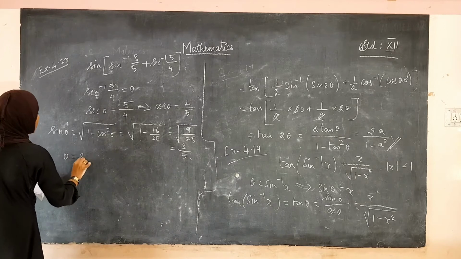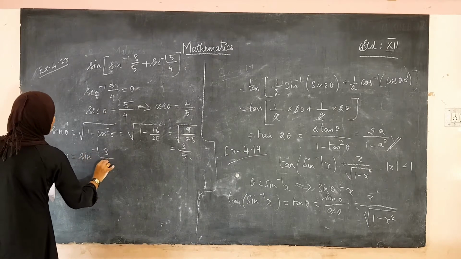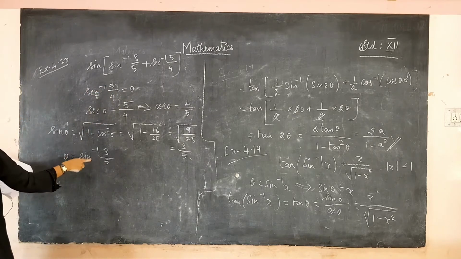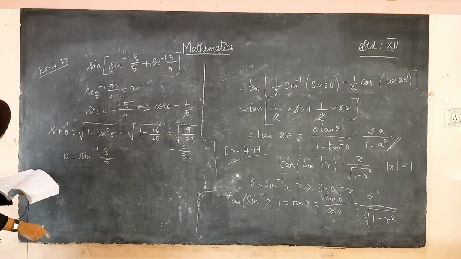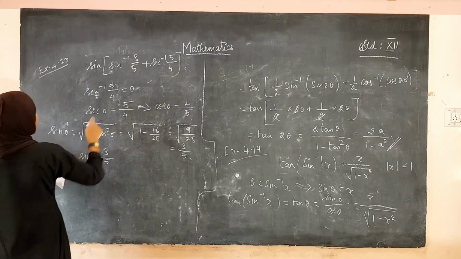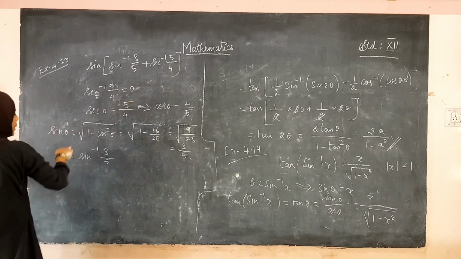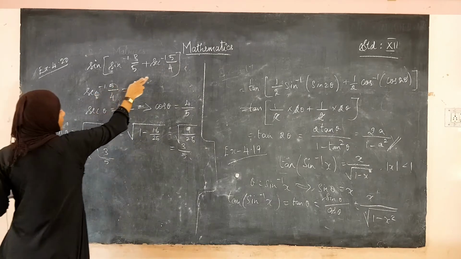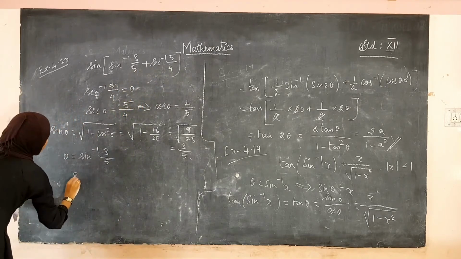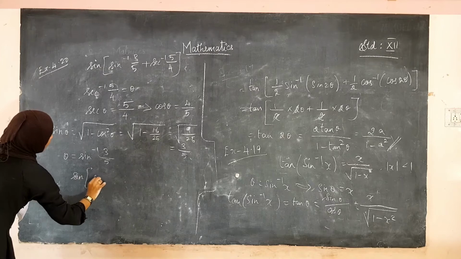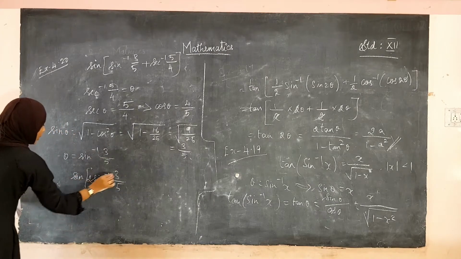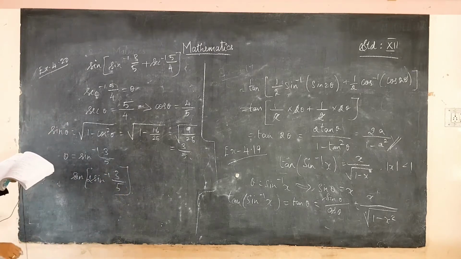Therefore, theta is equal to sin inverse of 3 divided by 5. See here, theta is equal to secant inverse of 5 divided by 4 and theta is equal to sin inverse of 3 divided by 5. So, we are taking this secant inverse of 5 by 4 as sin inverse of 3 by 5, since both are equal to theta. Therefore, the question becomes sin inverse of 3 divided by 5 plus sin inverse of 3 divided by 5. Therefore, 2 into sin inverse of 3 divided by 5.